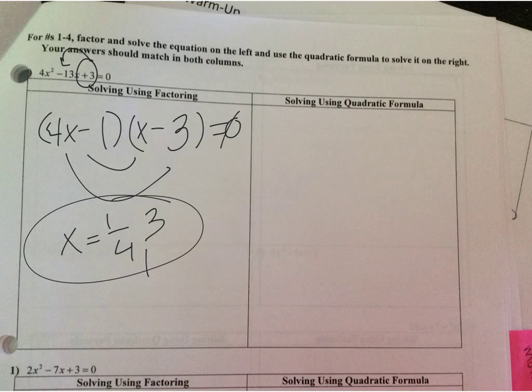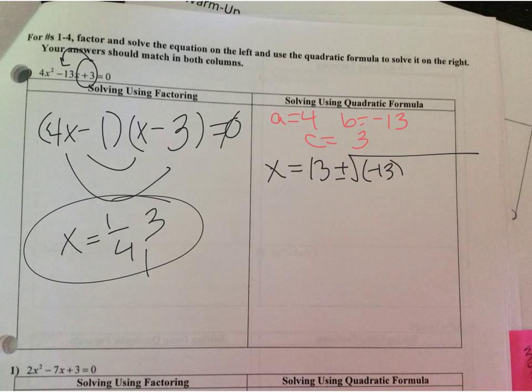Method two, solving using the quadratic formula. Well, a would be 4, b would be negative 13, and c would be 3. So I would have x equals 13 plus or minus the square root of negative 13 squared minus 4ac, over 2a. So a lot going on, but I'm not really thinking. I'm not really guessing and checking. I'm not having to do a lot of mental math.